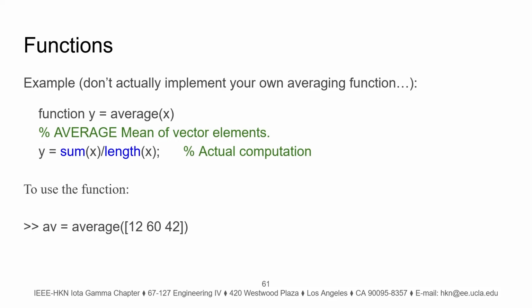Here's another example. You have function y equals average(x), and it takes in the parameter x and outputs the average into y. Here we have the main body of the function. And to use that function, in your MATLAB command line, type av, which is where you want to store the result, equals average of the array x.